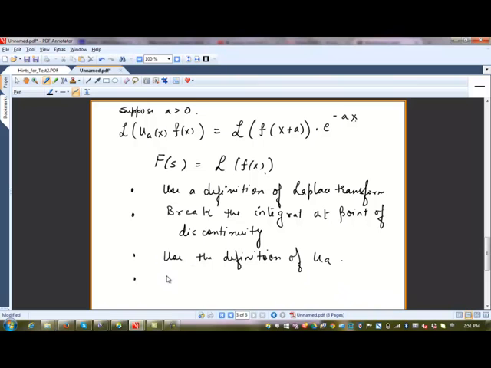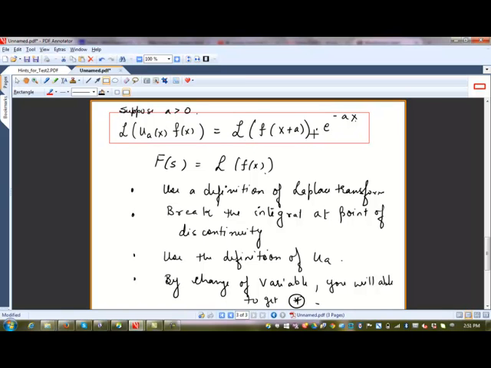And then by a change of variable, you will be able to get this expression star, which is right here. So if you want to know how the Laplace transform of this turns out to be this expression, apply the definition, break the integral, use the definition of u_a, and then change the variable, and you will get exactly this expression. So these are pointers for how you can get to this.